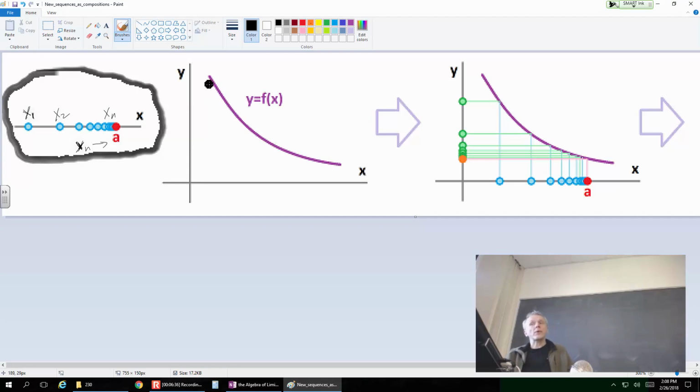In other words, you throw out the n-axis and only concentrate on what's happening on the x-axis, and the dynamics is fairly clear. As you can see, x's are progressing towards a, and if that is the case, we say that the limit is a. Okay, so that's what the first picture is supposed to indicate.